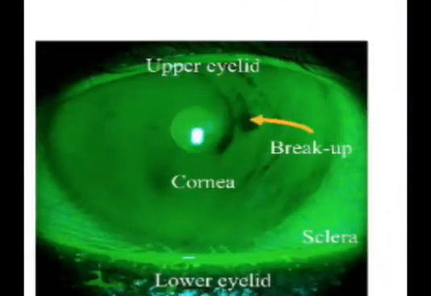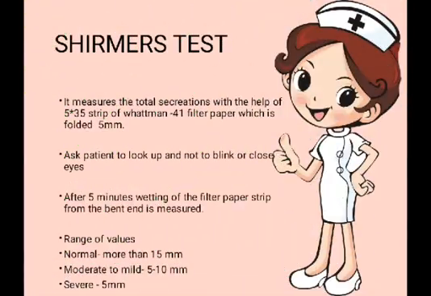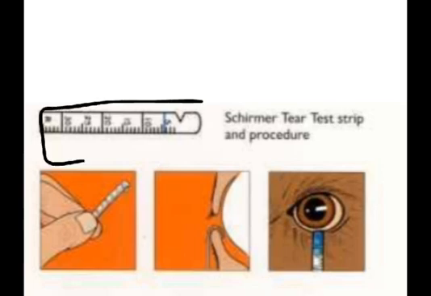So this was our first test. Now move to the second test. Next test is Schirmer's test, which measures the total secretions with the help of a 5 by 35 mm strip of Whatman 41 filter paper, which is folded 5 mm. This test measures the total secretions of the tears: the amount of mucin, lipid, and aqueous layer.